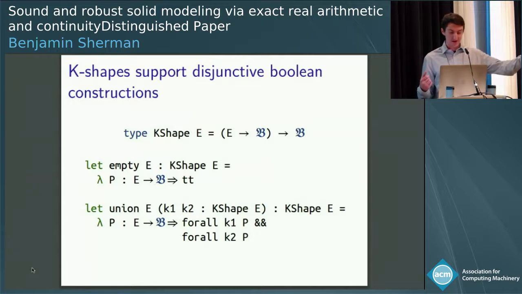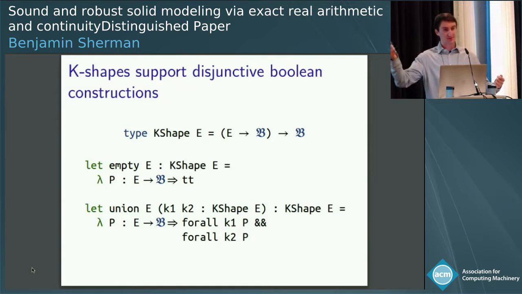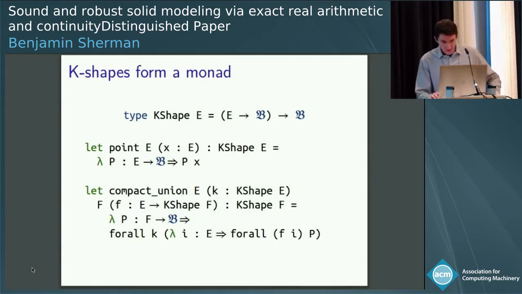We already saw empty. How about union? So when does the predicate P hold for the union of the shapes K1 and K2? Well, I just check that P holds for everything in K1, and I need P to hold for everything in K2. So now I've described the union by describing that for-all quantifier. So we also get the monad. So we've already seen point.